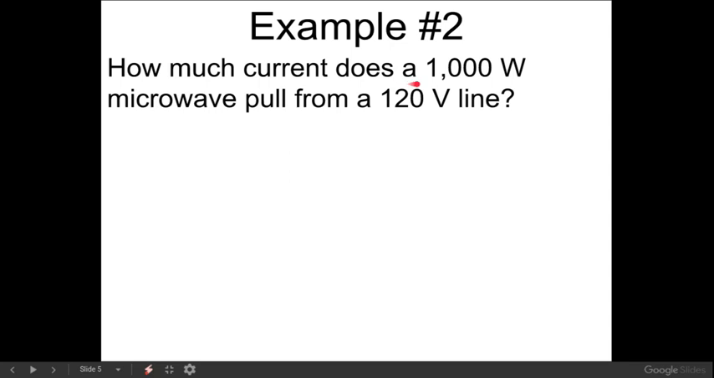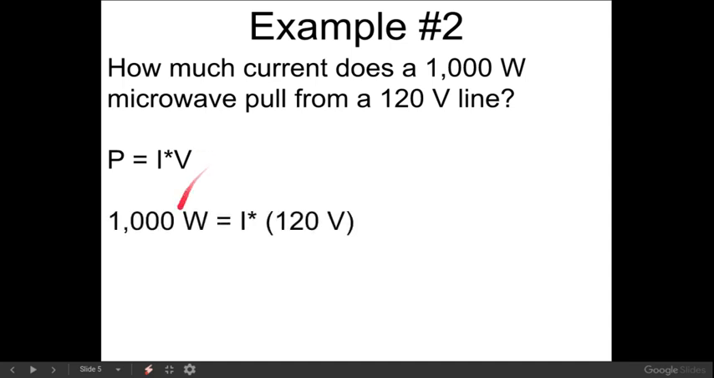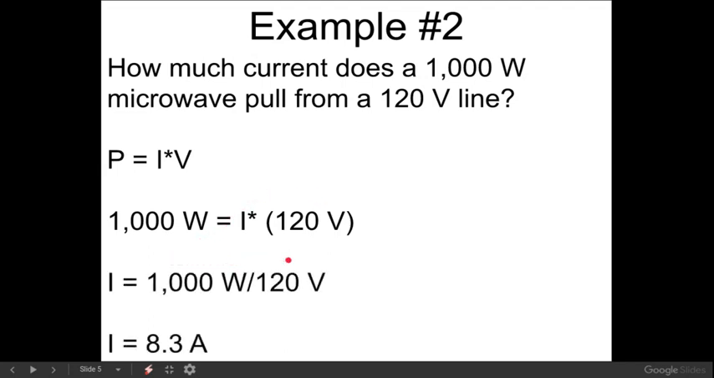So let's look at a second example here. How much current does a 1,000 watt microwave pull from a 120 volt line? So use our equation: power is current times voltage. Plug in power is 1,000 watts. Voltage is 120 volts. Solve for current by dividing the power by the voltage, and we would get 8.3 amps would be the current there.